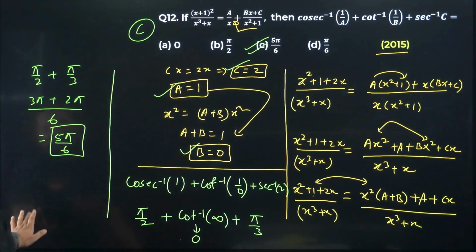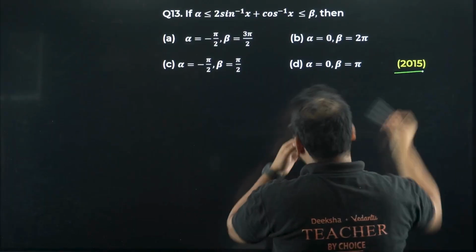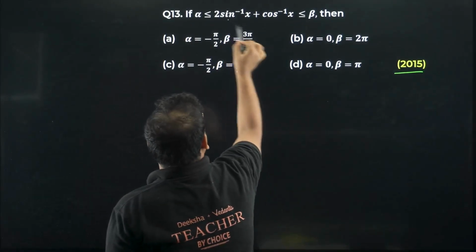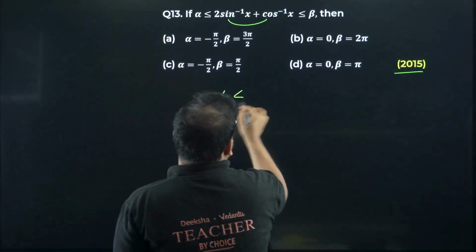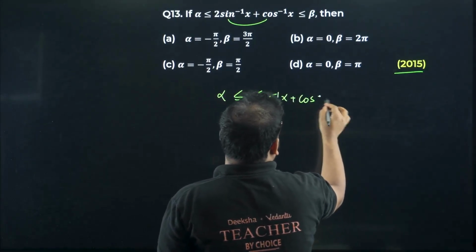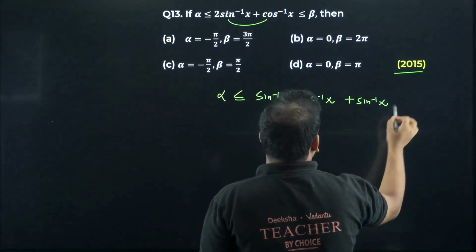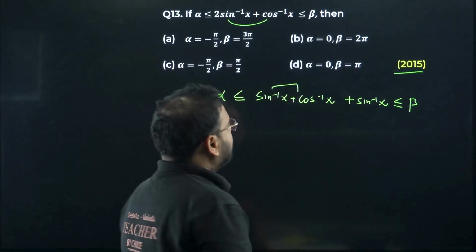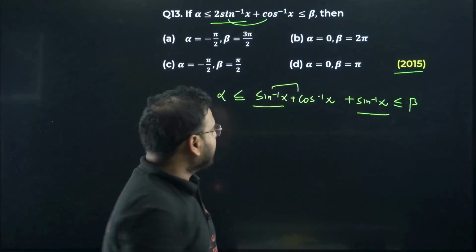We can start question number 13 now. We have done a similar question, remember? Let's solve this. Alpha less than or equal to 2 sin inverse x plus cos inverse x less than or equal to beta. We'll take one sin inverse with cos inverse and keep the other one as it is. So we get alpha less than or equal to sin inverse of x plus cos inverse of x, and the other one sin inverse of x, less than or equal to beta. Club these two together. I have broken 2 sin inverse of x as sin inverse of x plus sin inverse of x.